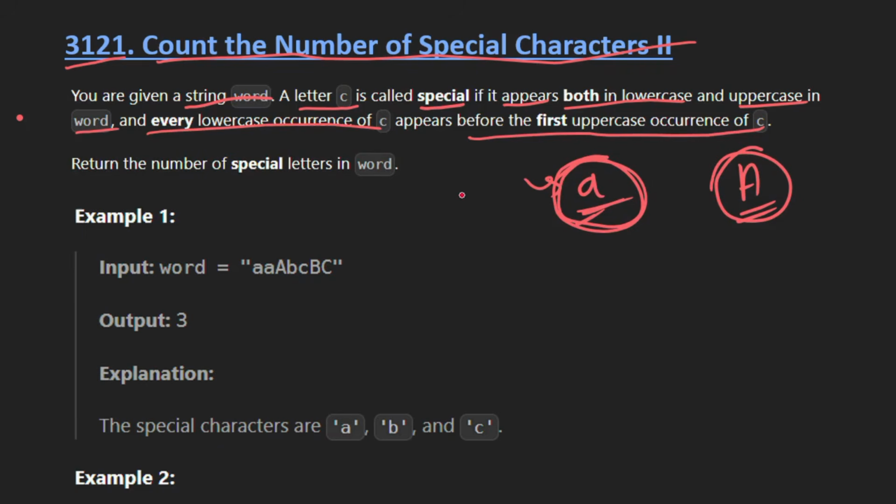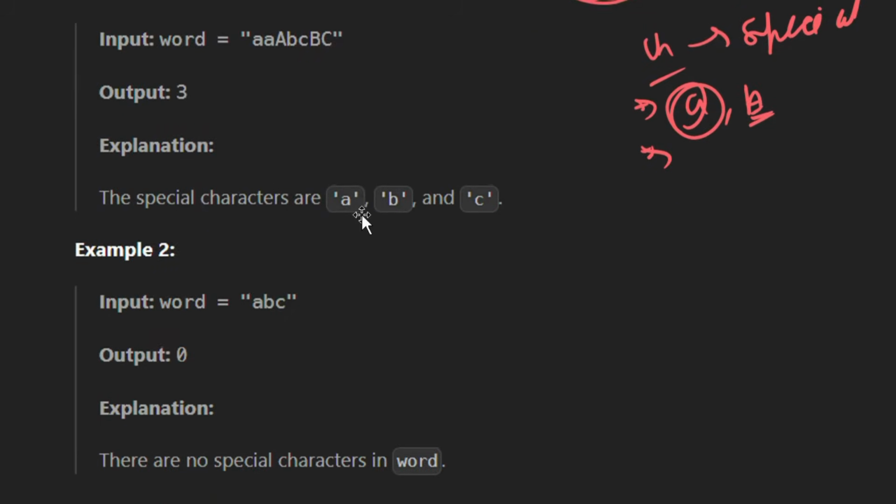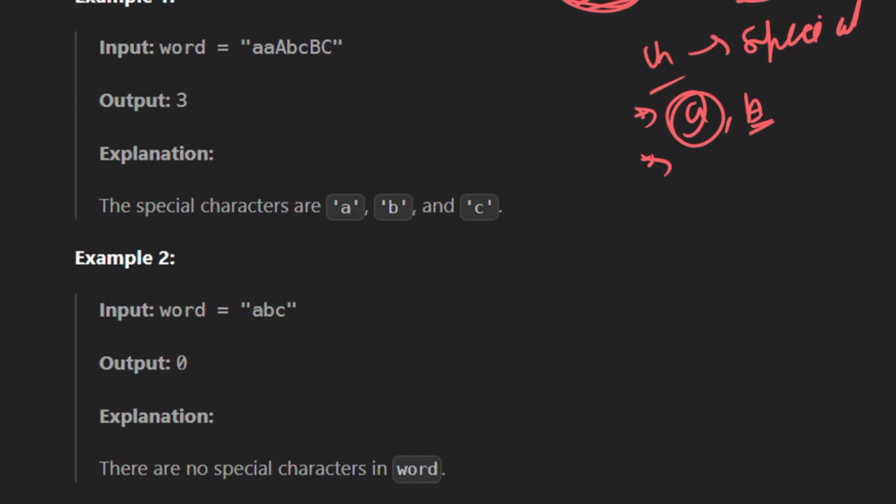So these are the two conditions which make a character special. First condition is that it should appear in both lowercase and uppercase, and the second condition is all lowercase letters should appear before the first uppercase occurrence of that particular character. And what we need to do is return the total number of special letters in the word, right? So let's start with an example.